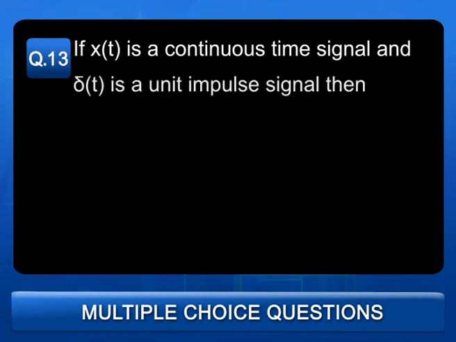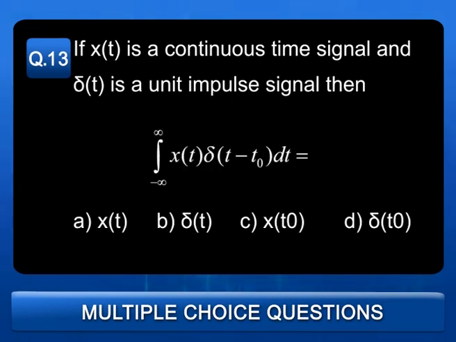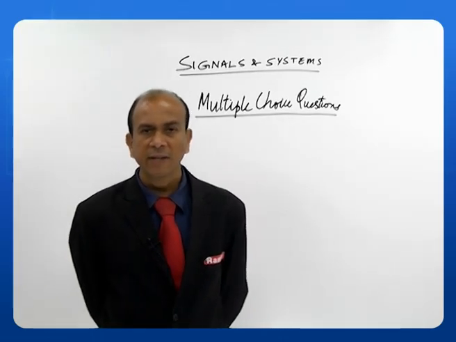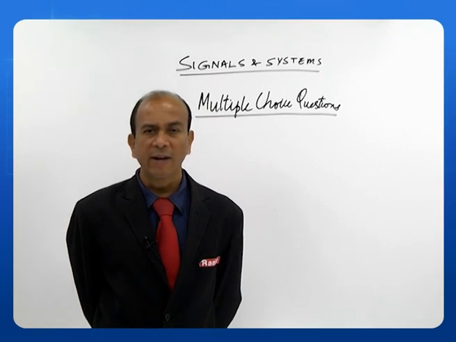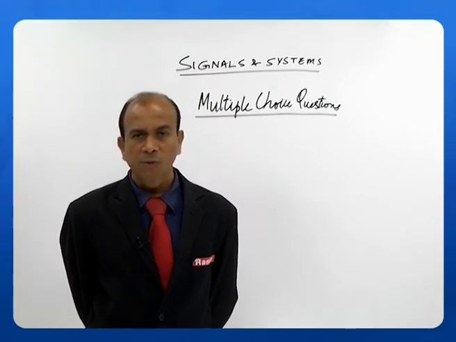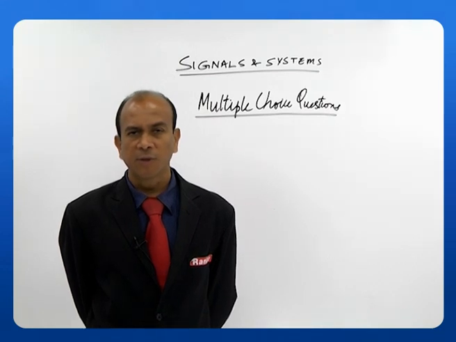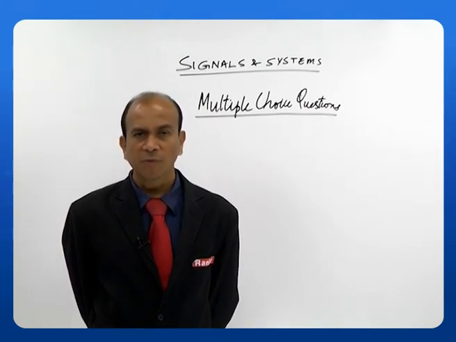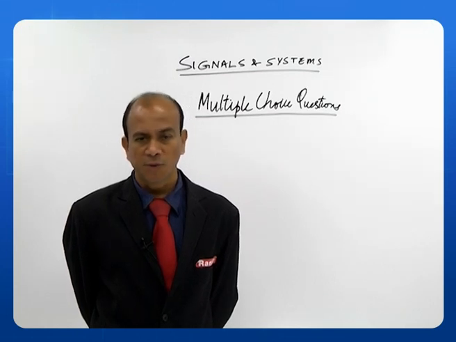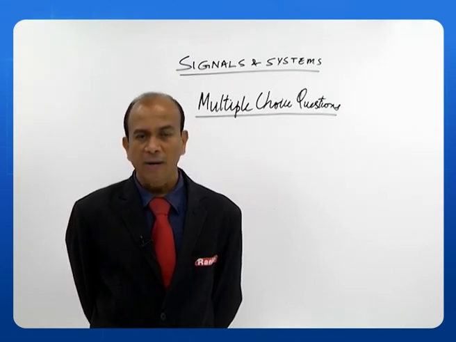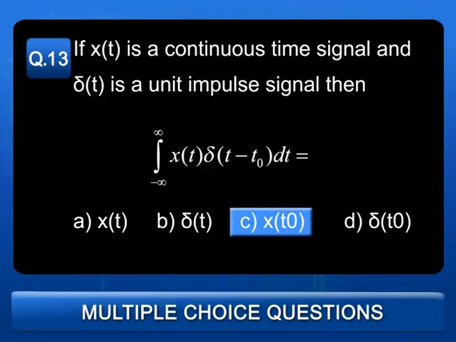If x of t is a continuous time signal and delta of t is a unit impulse signal, then integral from minus infinity to plus infinity x of t delta of t minus t naught dt is A, x of t, B, delta of t, C, x of t naught, D, delta of t naught. The answer is C, because when I integrate minus infinity to plus infinity delta of t dt, I will get the answer 1. So it is multiplied at t is equal to t naught by x of t. So x of t will exist only at x of t naught. So the answer is x of t naught. So the answer is C.